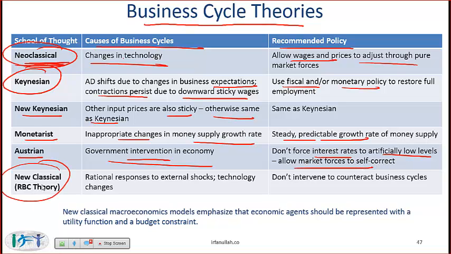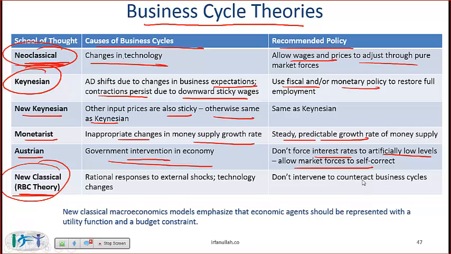And then finally, the new classical theories. A major one of the new classical is the RBC theory. According to this, business cycles are rational responses to external shocks. So external shocks happen, and the business cycles are just rational responses to those external shocks. An example of an external shock would be major changes in technology. The recommended policy there is don't intervene to counteract business cycles.